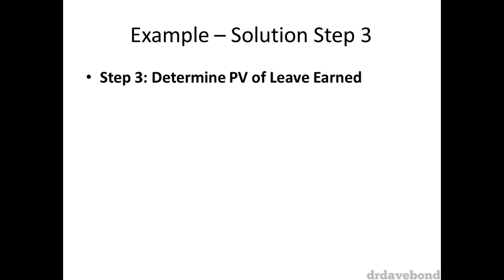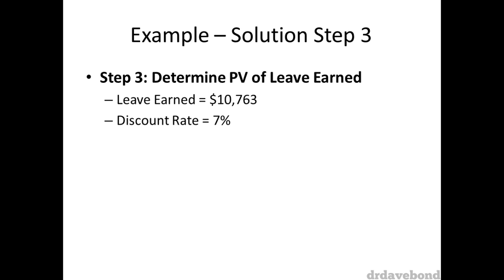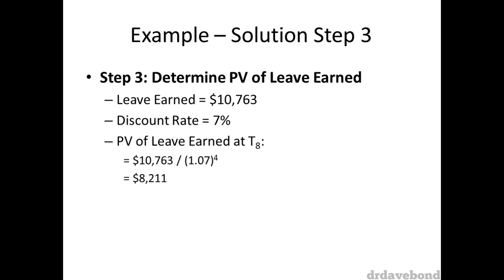Step 3 is to determine the present value of the leave earned. The $10,763 calculated on the previous slide is a future amount, but we need to represent this on the balance sheet in today's dollars. So using the discount rate of 7%, which was provided, discount the $10,763 at time 12 to $8,211 at time 8.